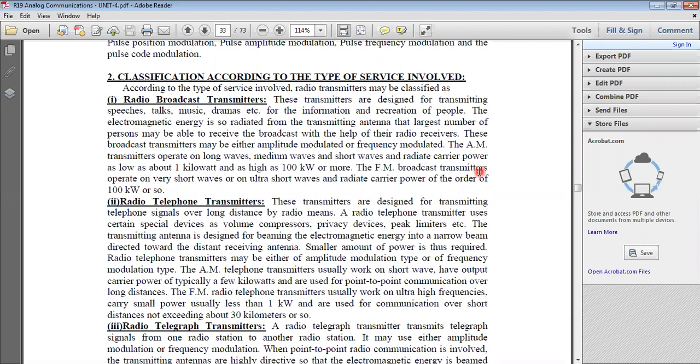What is the main purpose of these transmitters? These transmitters are mainly designed to transmit speeches, talks, music, dramas, like that.